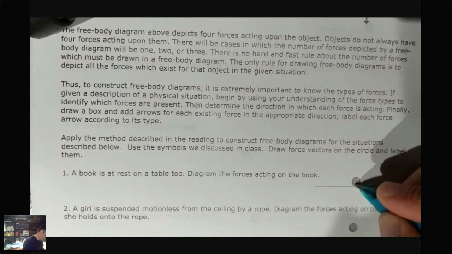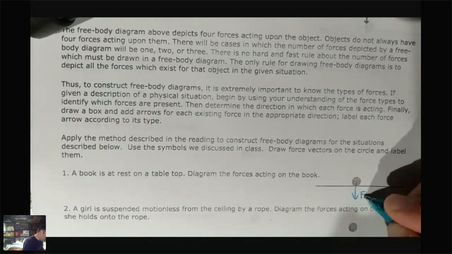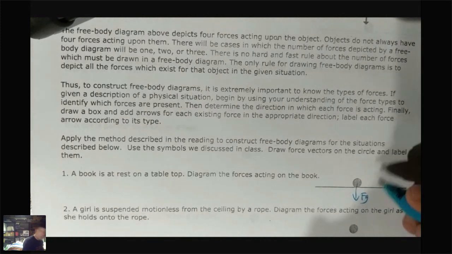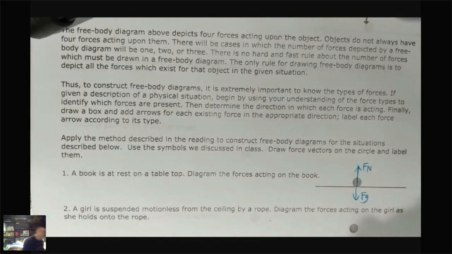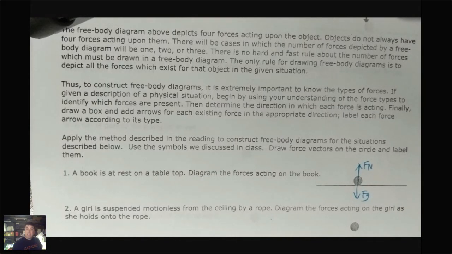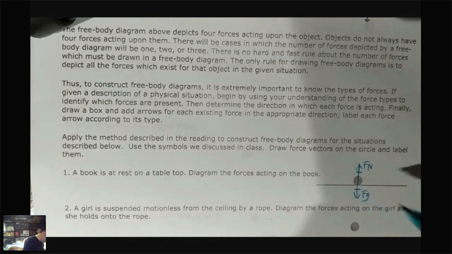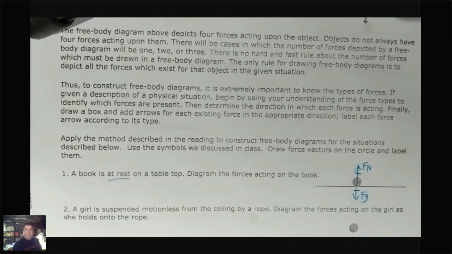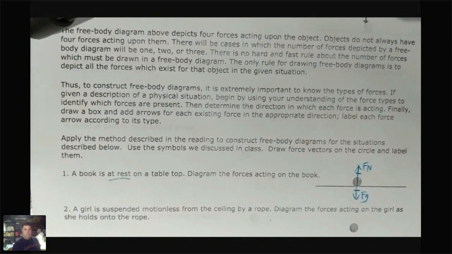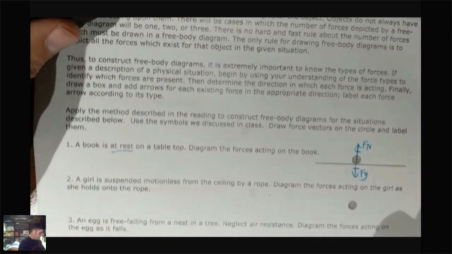We've got gravity going straight down and our normal force going straight up. And is there anything else we can say about the length of those 2 forces? They must be equal. Good. And I know they must be equal because that book is at rest and it's not accelerating any direction at all. Okay. Let's jump ahead.